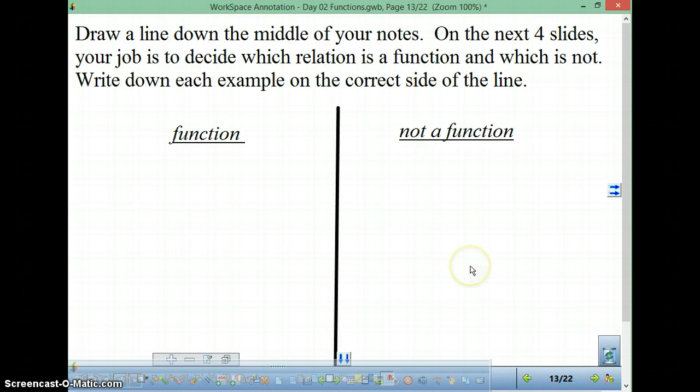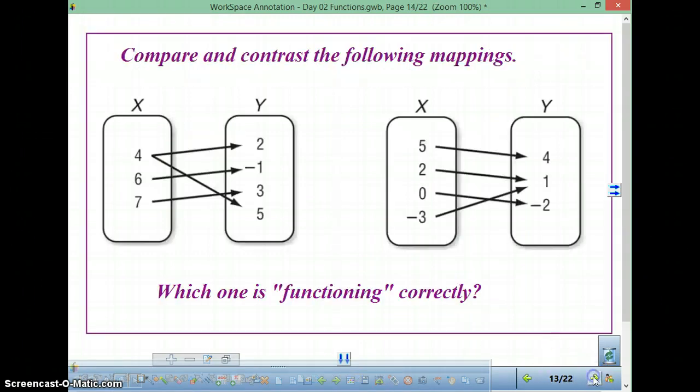All right. For the next 4 slides, we just have to figure out, is it a function or not a function? Yes or no? This one, not a function. I'll write it in. Why is it not a function?